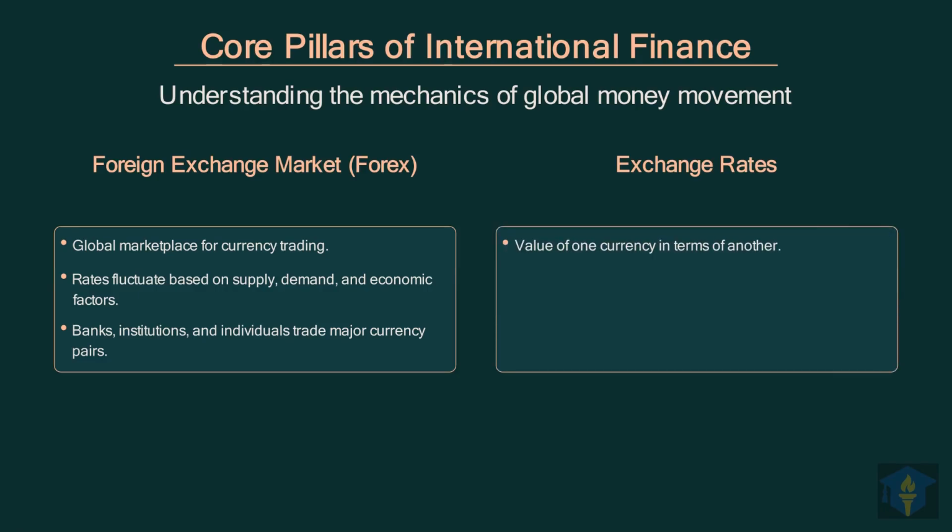An exchange rate shows the value of one currency expressed in terms of another currency. These rates can be either fixed, meaning pegged to another currency, or floating, meaning market-driven. They're influenced by factors like inflation, interest rates, and political stability in each country.